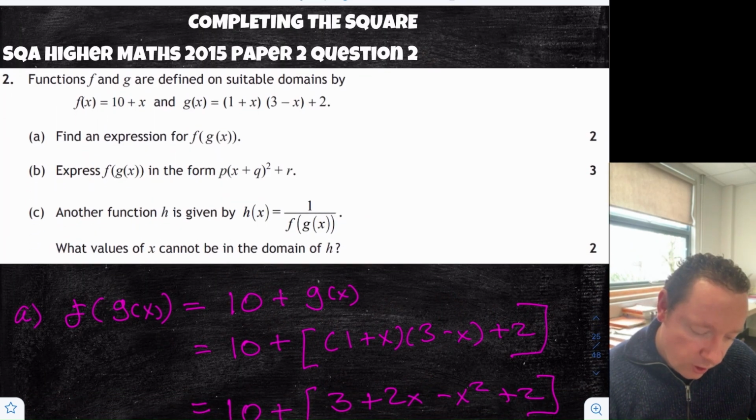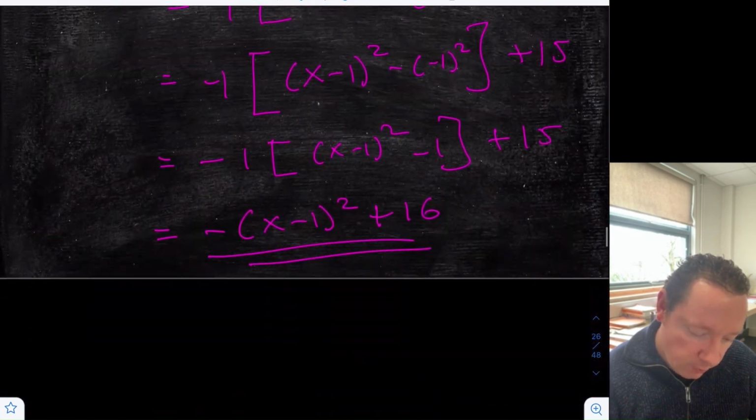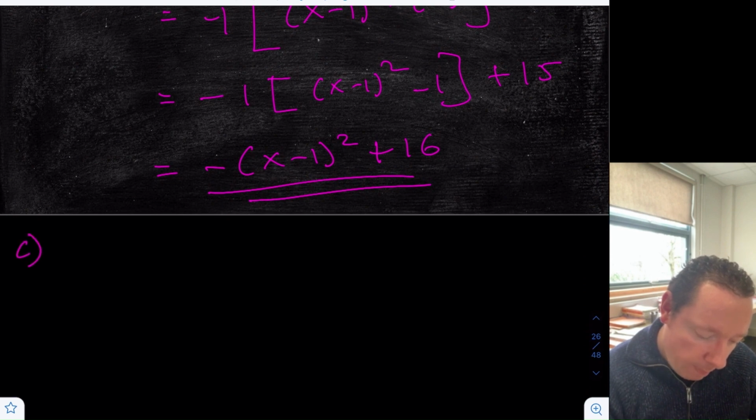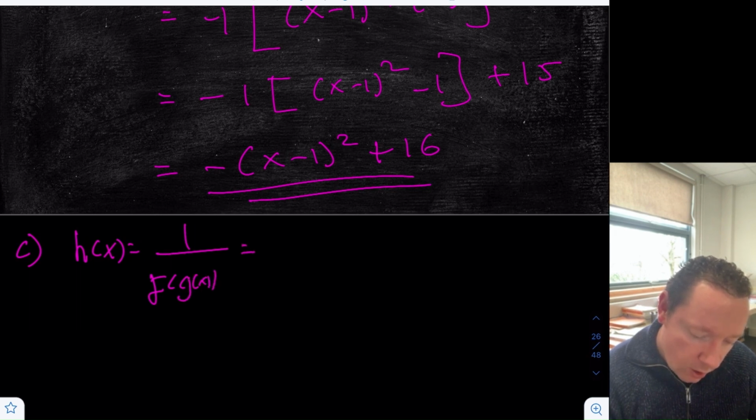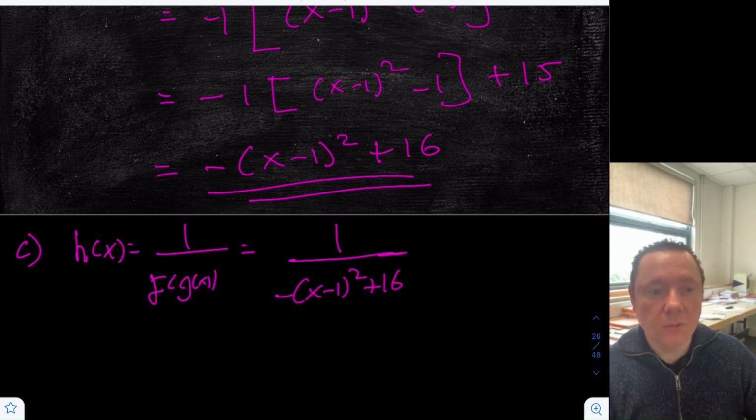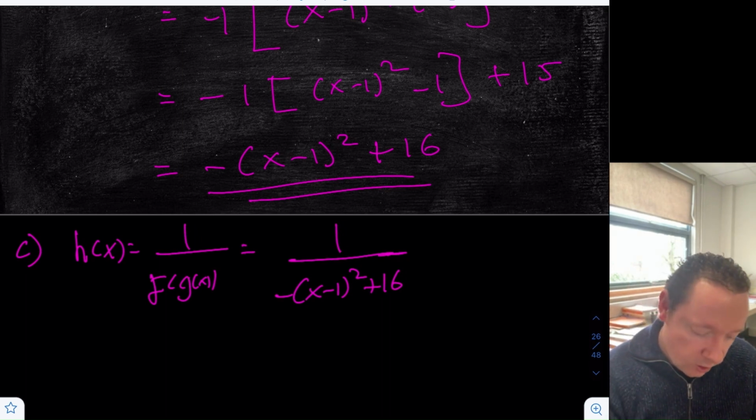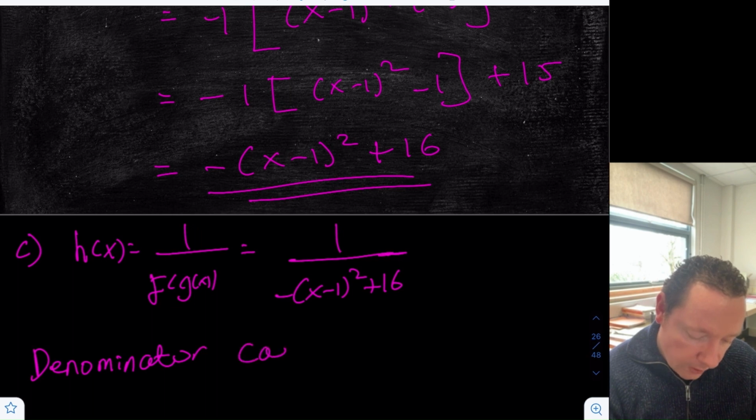Part C says another function h of x is 1 over f of g of x. What values of x cannot be in the domain of h? So h of x is 1 over f of g of x, which we'll just complete the square of, so it's 1 over minus (x minus 1) squared plus 16. But the denominator cannot be 0. So for the domain, for that to be valid, the denominator cannot be 0.